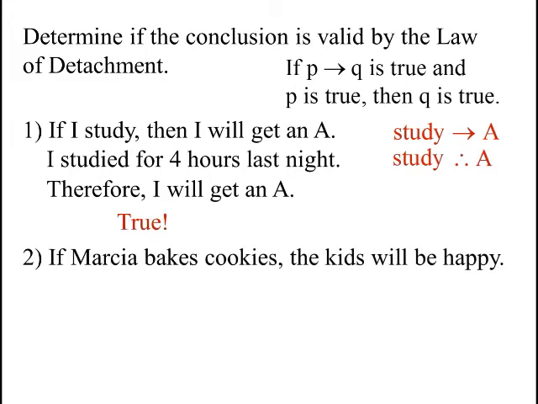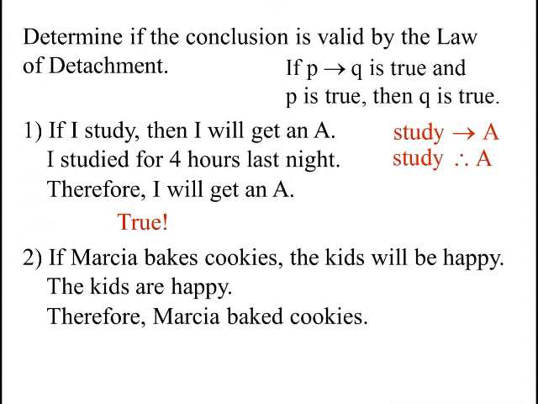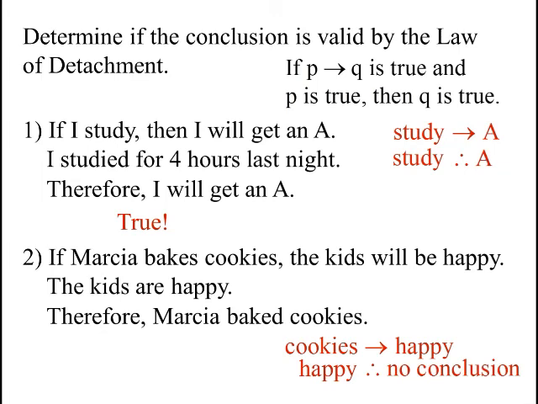Let's look at the next one. If Marcia bakes cookies, the kids will be happy. The kids are happy. Therefore, Marcia baked cookies. When you hear this, it sounds logical. It sounds true, but let's really look at it. Cookies implies happy. Happy doesn't imply cookies. Happy implies nothing. Cookies points to happy, but happy doesn't point to anything. So therefore, no conclusion. The kids could be happy because they won the lottery. Okay, so it doesn't work backwards.